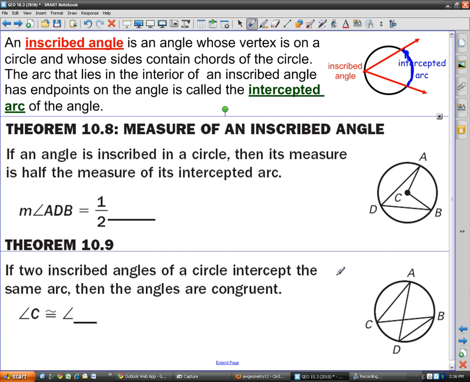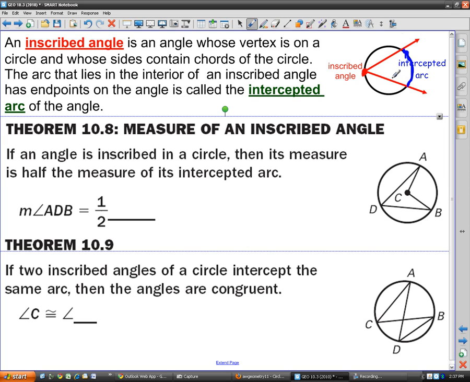So now we have a whole bunch of definitions that we need to go through. First of all, it talks about what an inscribed angle is. An inscribed angle is an angle whose vertex is on the circle. So that's this over here. The vertex is right there. I'll make it a little big in red so you can see it. That's the vertex of the angle.